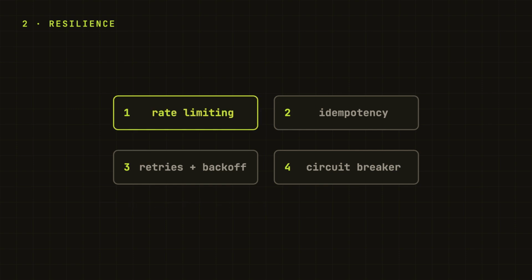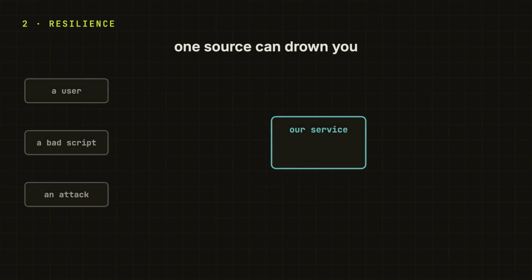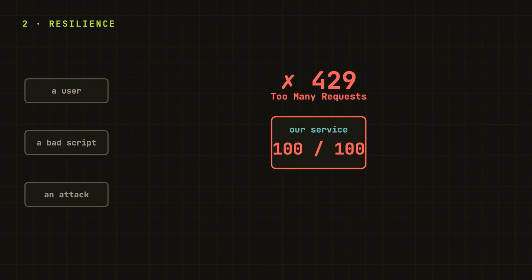The first is rate limiting. This protects your system from too many requests, whether from one aggressive user or a bad script or an attack. A rate limiter simply caps how many requests someone can make in a given time, say 100 per minute. And once they cross it, it rejects the extra ones with a status code 429, too many requests.